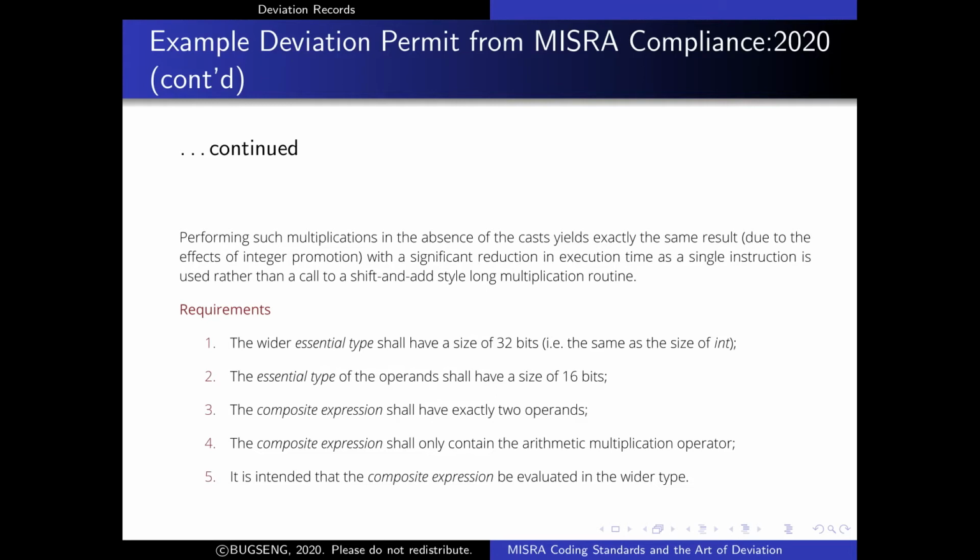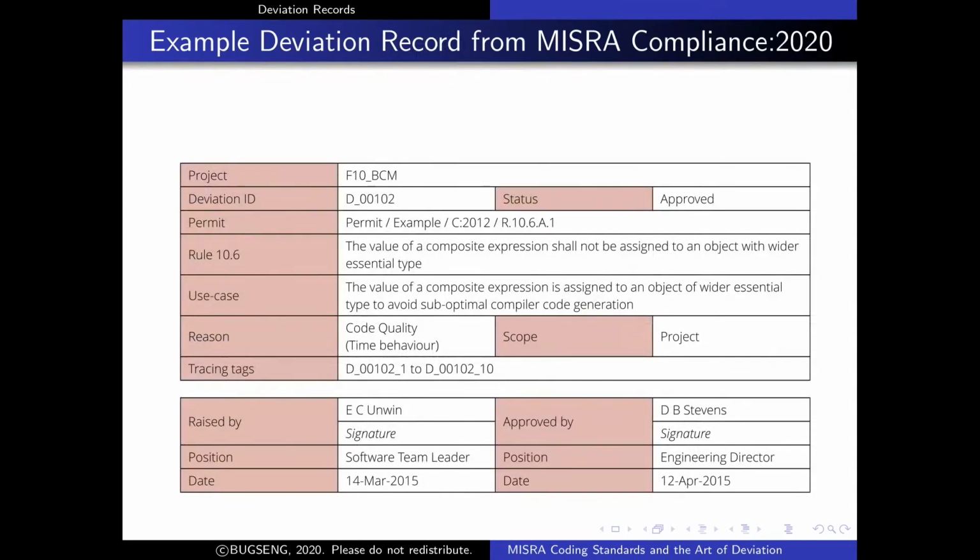You see that there are requirements, so these permits can only be applied to very specific cases. So the wider essential type is 32-bit, the operands are 16-bit, and so on. Okay. So here is an example of deviation record which is based on that permit. This example is also taken from MISRA Compliance 2020, which you can download at a link we will send after the webinar.